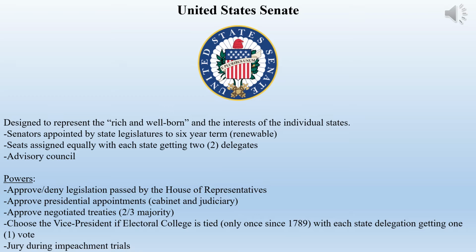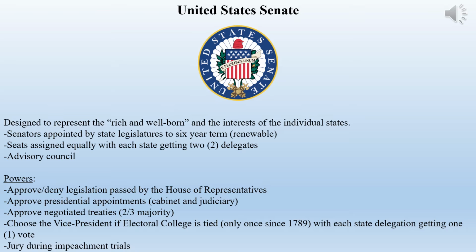When it comes to the advisory function, the advise and consent function, the Senate has to approve or deny legislation passed by the House of Representatives. So if the House passes something and the Senate doesn't approve it, it cannot become law. They have to get together, work together to find common ground.